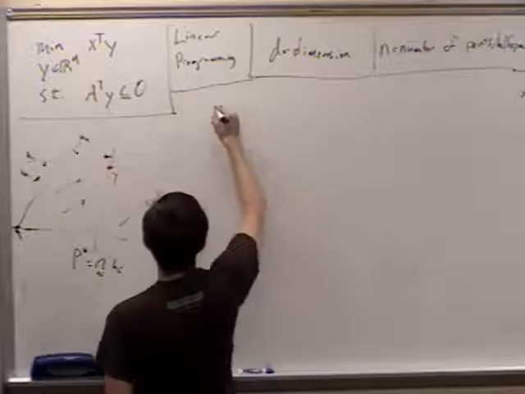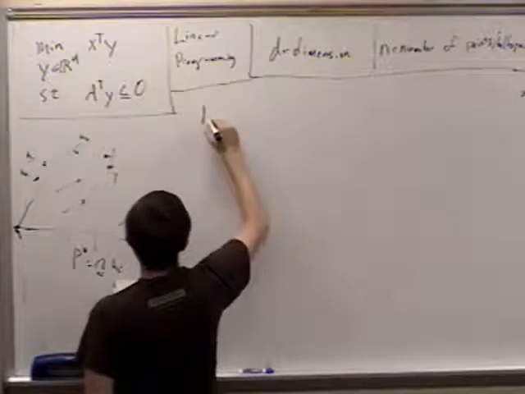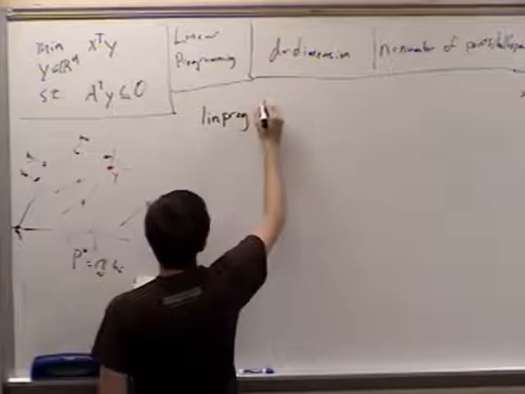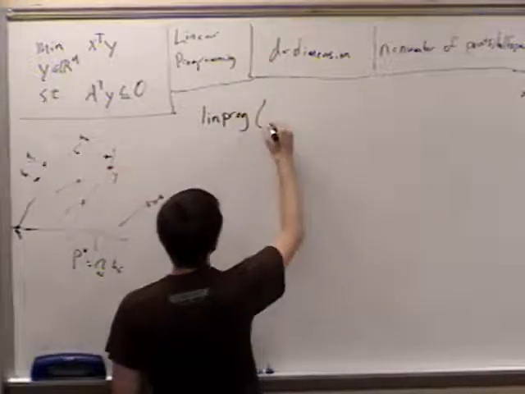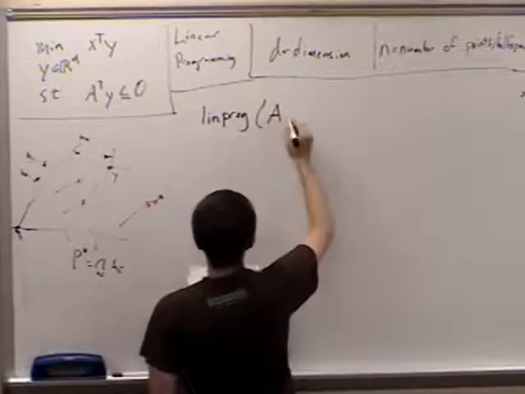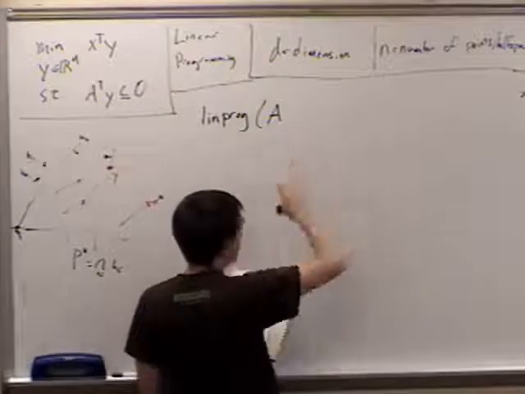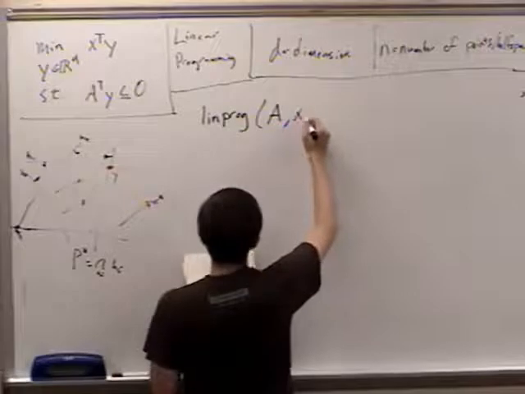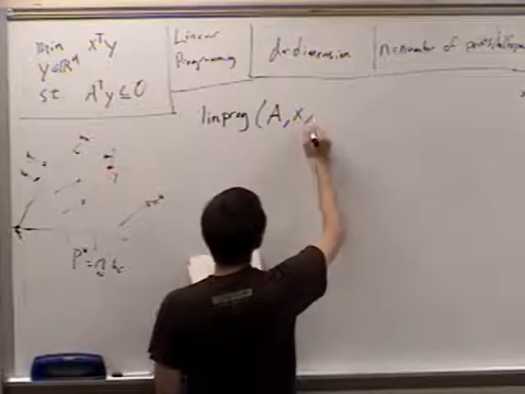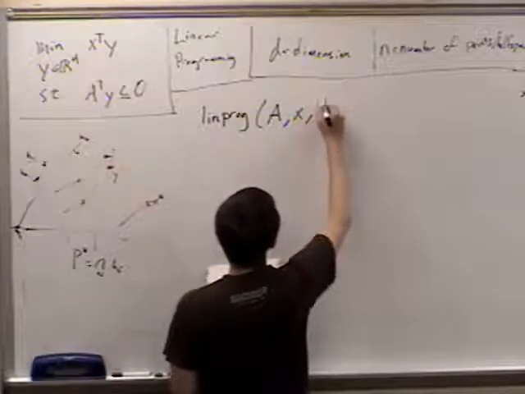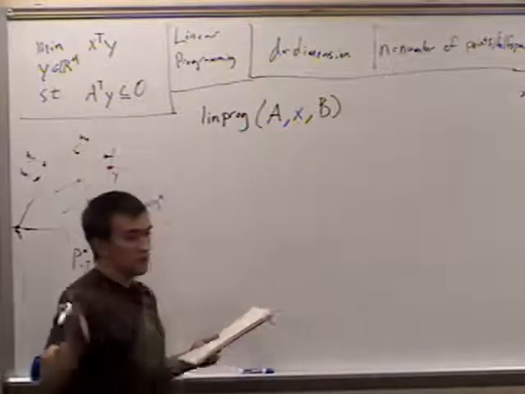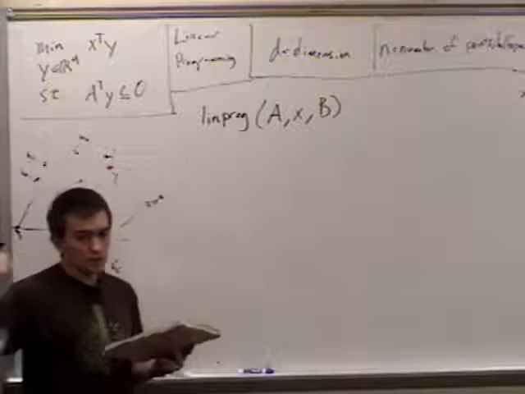All right, so we'll say this is our input. We're going to take this matrix A here, which will basically be the points. We'll have our vector x that we're trying to optimize. And then we're going to have this other parameter b.